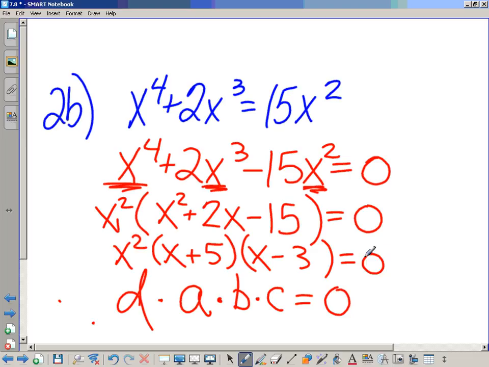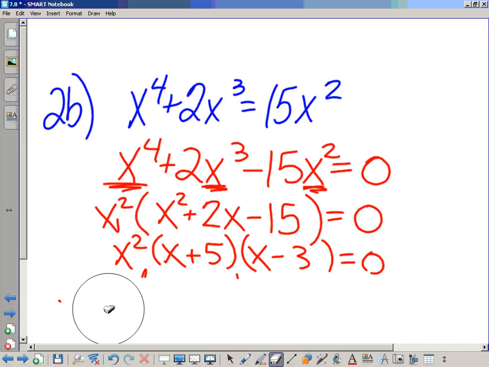So now we have a quadratic. Not a quadratic, it's a polynomial in factored form. And we actually have it in DABC form. It's almost like x times x times x plus 5 times x minus 3. So we have the 4 factors of this.